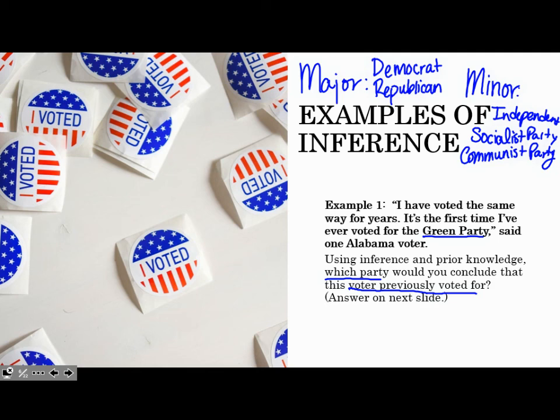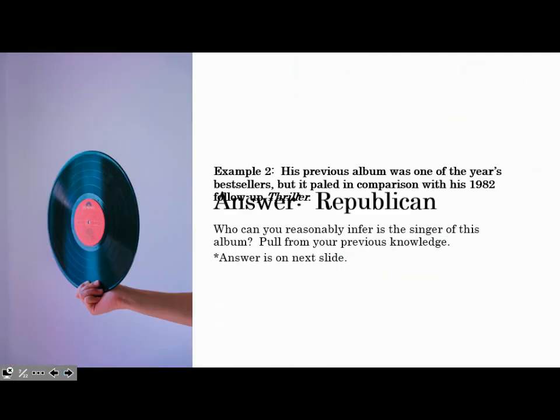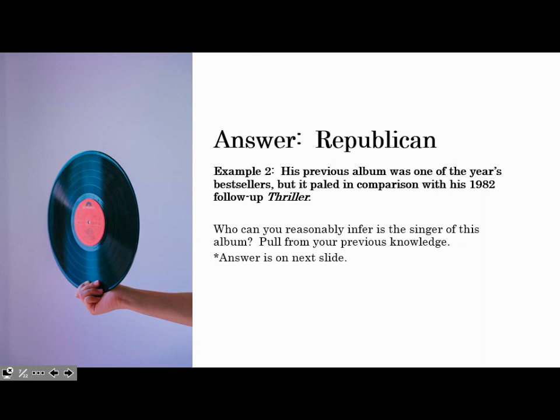So when I come back to my example here, I really think that this person had to come from a major party, since that's where most of the people that vote come from. The other clue that I see in this reading is Alabama. I know that historically, states in the South vote Republican. So my inference then is that this voter previously voted as a Republican. And I know that that is a true answer.